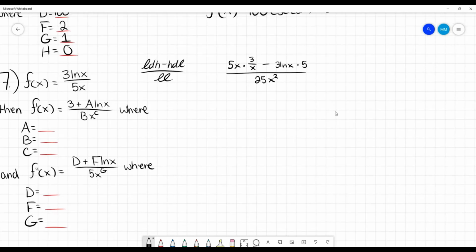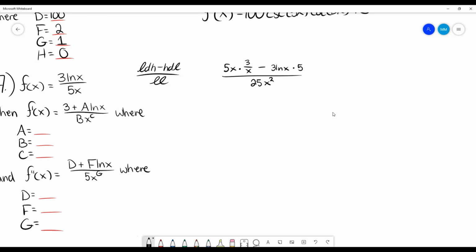And now we're just going to simplify, combine like terms a little bit. I see that when I multiply this here, I'm going to have an x on top and an x on the bottom. So those are actually going to cancel, and it's just going to be 5 times 3. So it's going to be 15 minus, well, I've got 3 times 5, so 15 natural log of x over 25x squared. And I could leave it there, except they've got a 3 in that first bit, which means that we can probably simplify even more.